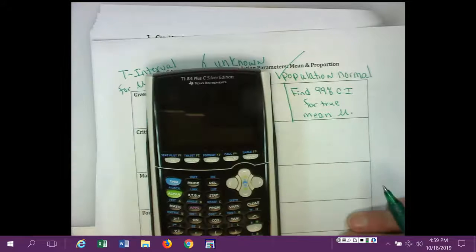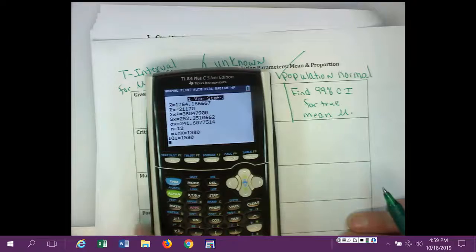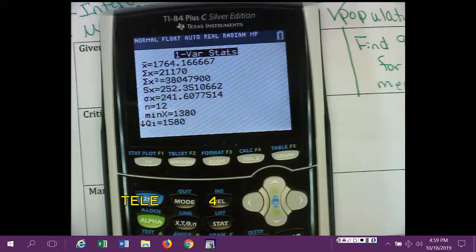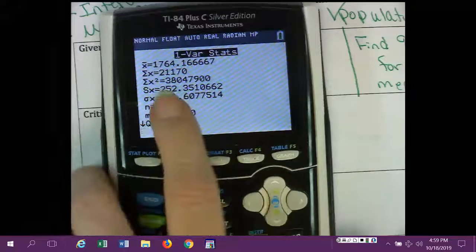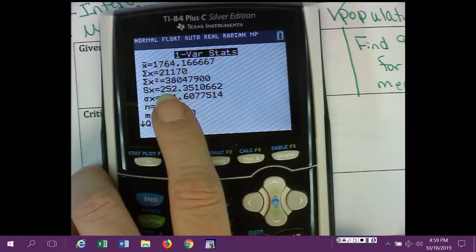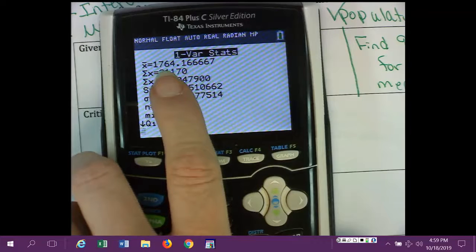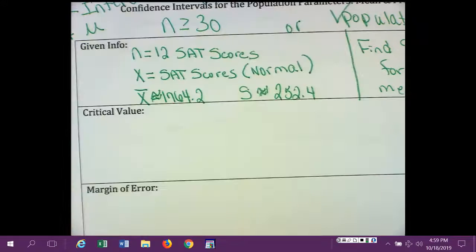Going back to the calculator, S, 252.4, X bar, 1764.2, rounded to the nearest tenth. Critical value time. Since we now know it's a T and not a Z, we need T sub C.